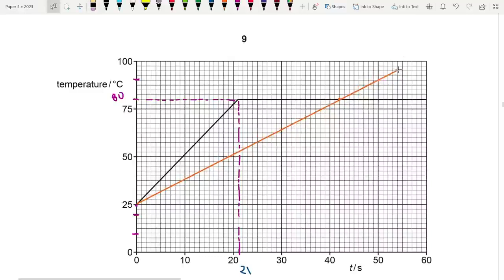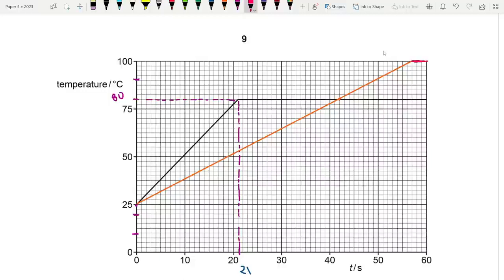So approximately double the gradient, and then we just have a horizontal line over here. Okay, sorry, approximately half the gradient.